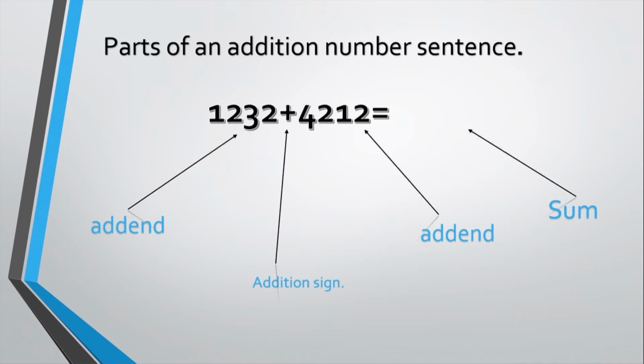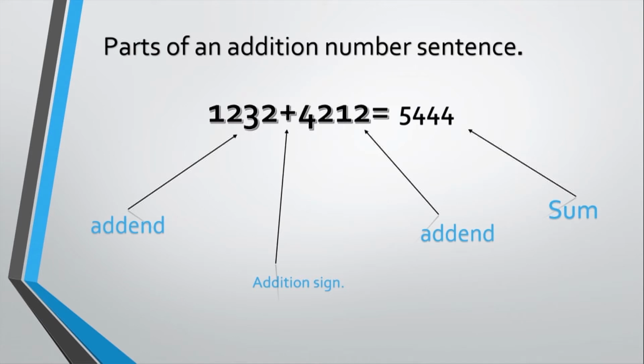And the answer, when you add these two quantities or these two sets of items or whatever it is together, is called the sum. Good? So you have an addend in front, the addition sign, the second addend to be added, and the sum. And it's bordered there by the equal sign. Good.